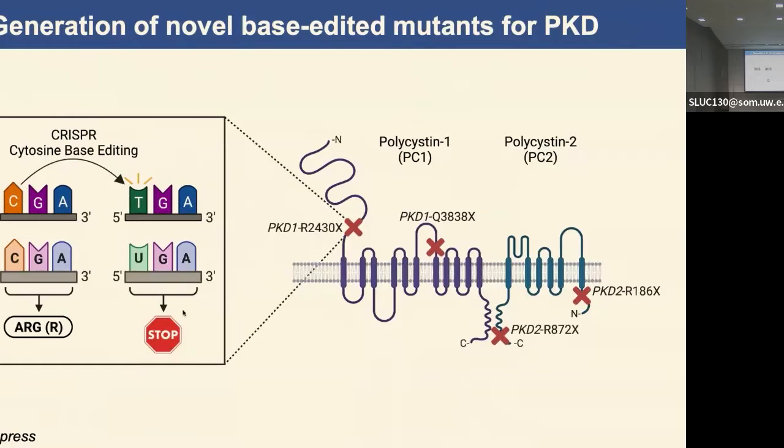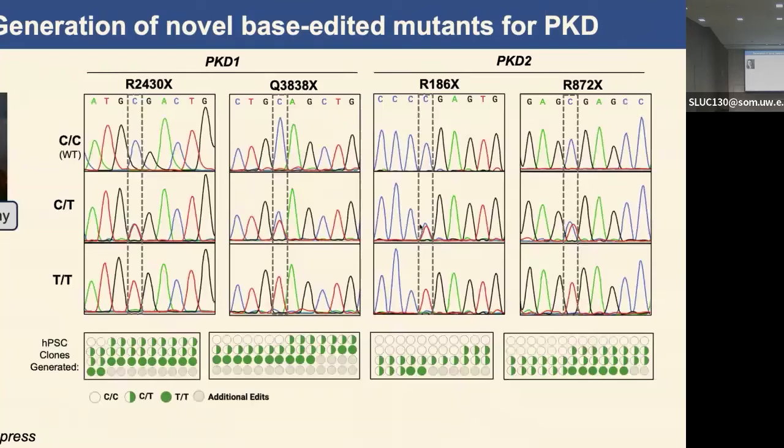So this is a relatively new type of CRISPR technology, but it will allow us to create these types of mutations. And we identified 4 different types of mutations that are common both in PKD1 and in PKD2, and created these mutations using cytosine base editing. And this work was performed by an MD PhD student who's recently graduated named Courtney Vichy.